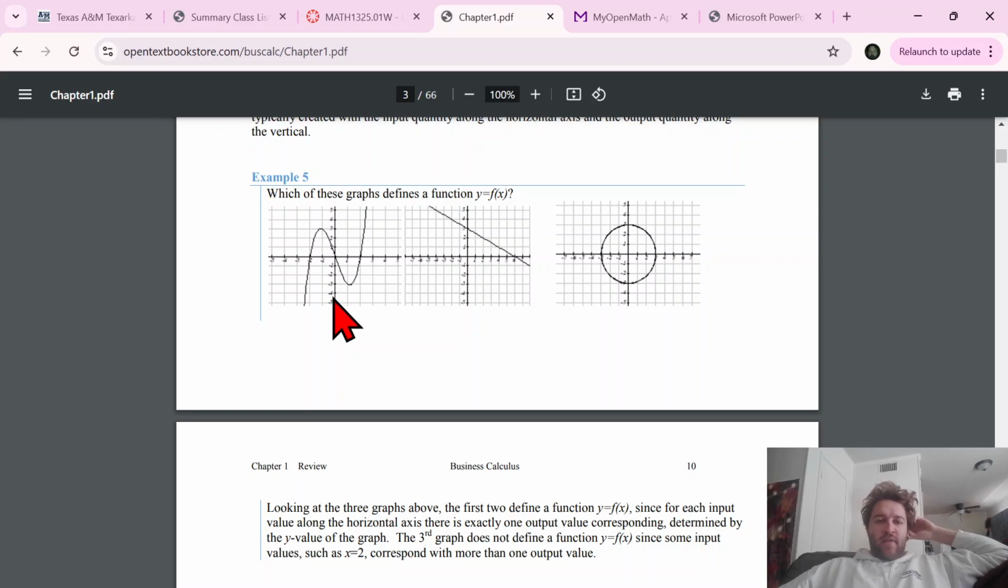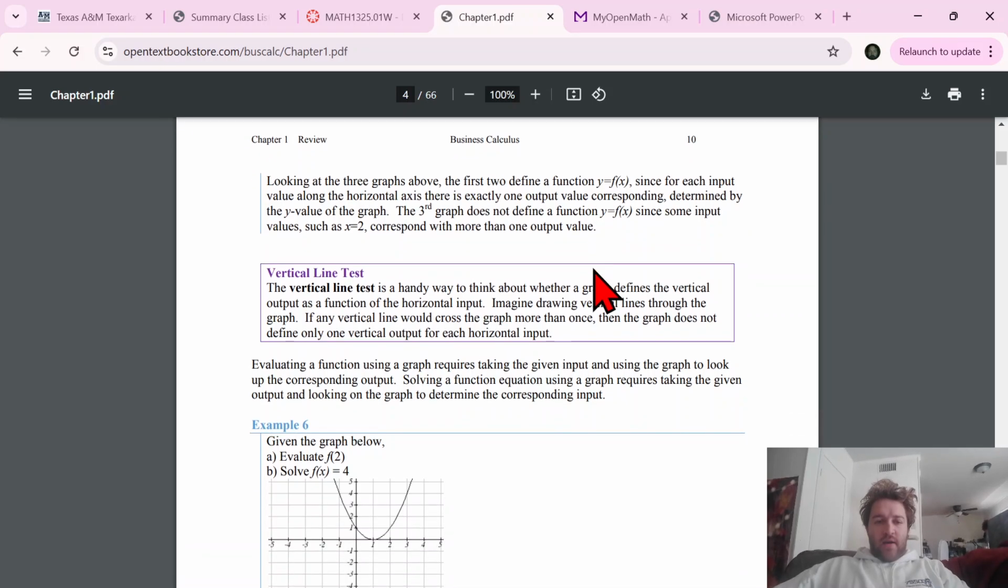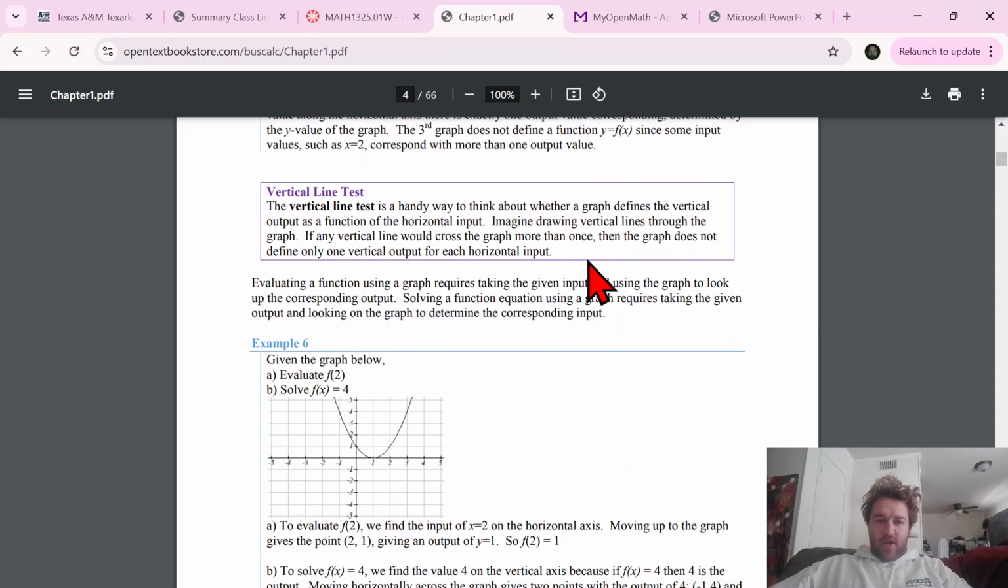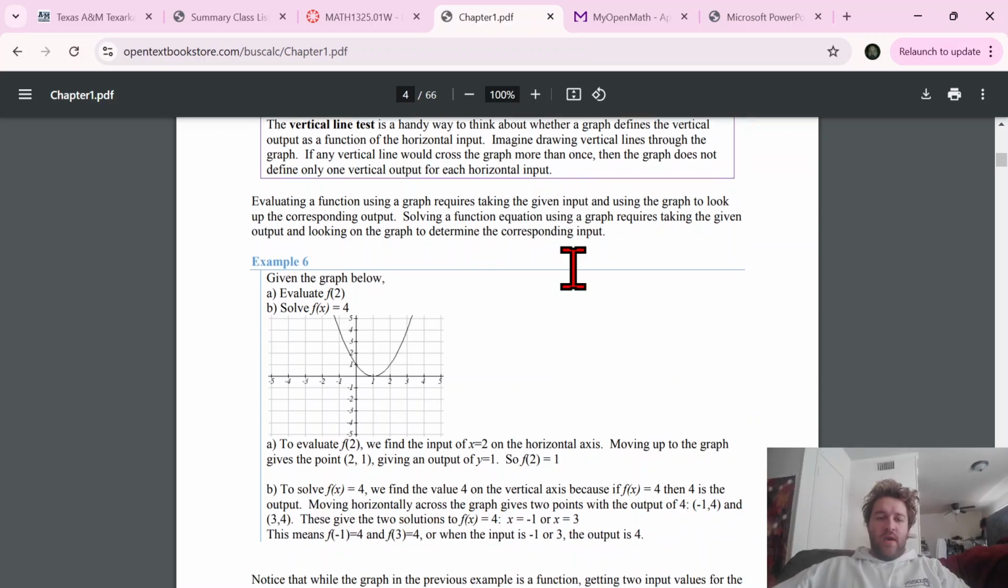But the punchline of it is if you can run your pencil from left to right, holding your pencil as a straight up and down object, so a vertical line, you run it from left to right, and it only ever touches the line of our function in one particular place, then that is a function. So if you try that with the circle over here, you'll see what I mean. Anyway, the vertical line test is defined here on page 4. I would make it a point, if you're a notes-taking person, to include this somewhere in a vocabulary portion of your notes. It's very, very important.